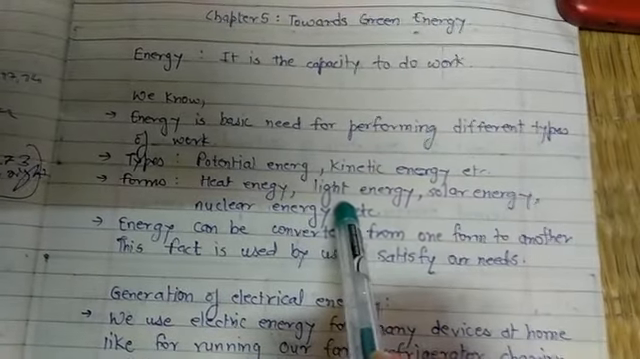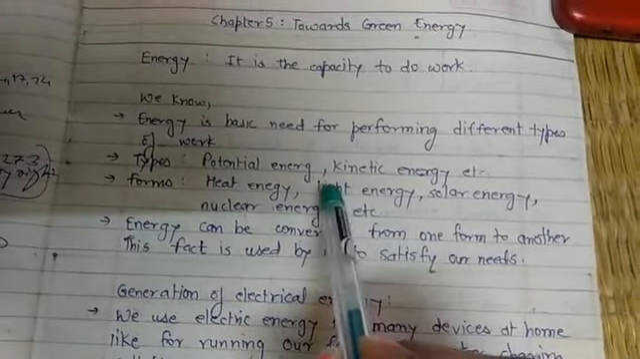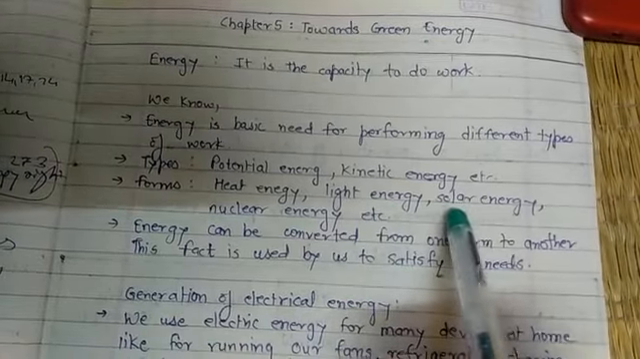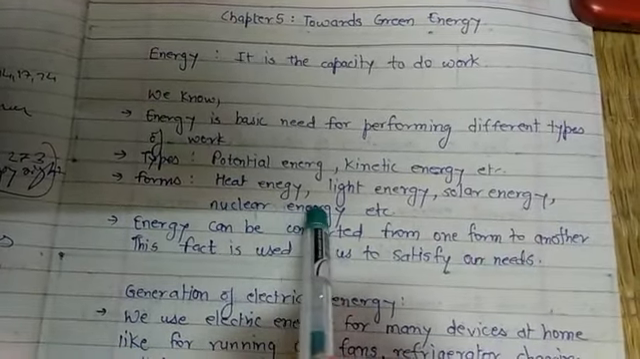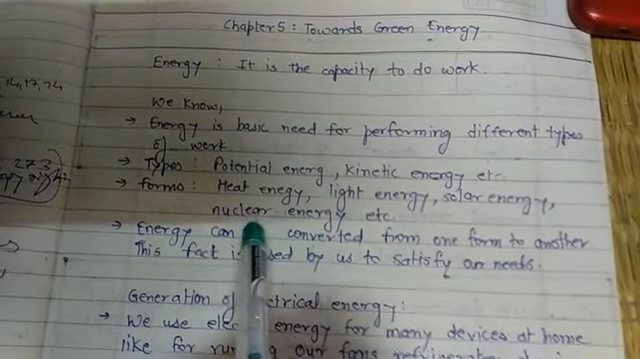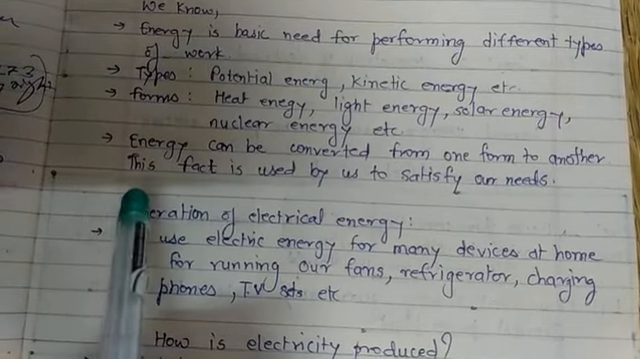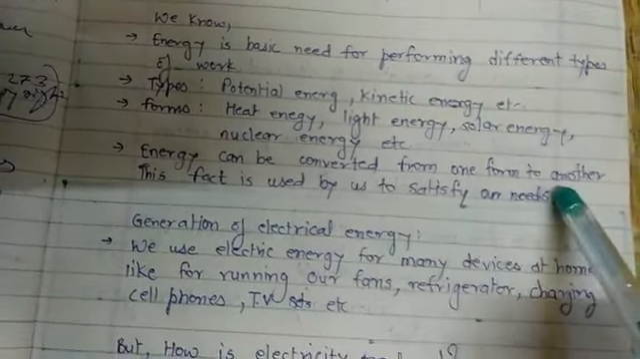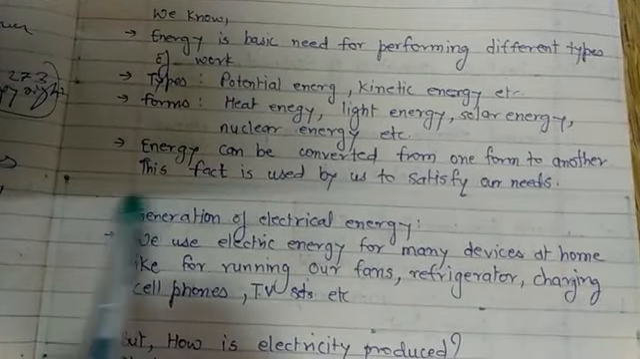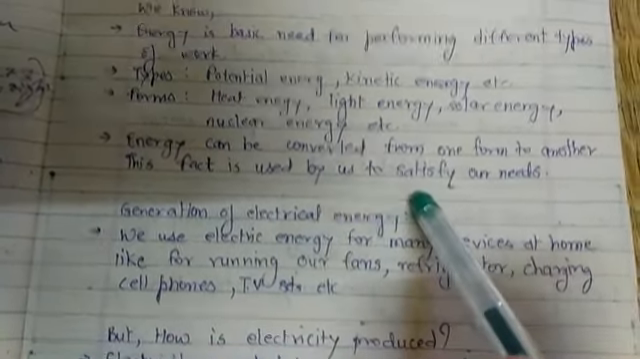Light energy: we get sunlight, we use light from bulbs and tube lights. Solar energy is the energy we get from the sun. And nuclear energy is the energy we get due to nuclear fission. Now, energy can be converted from one form to another. We know this, right? This fact is used by us to satisfy our needs.